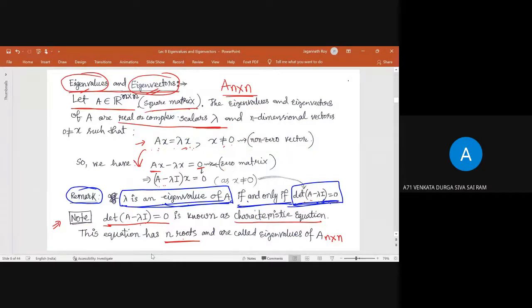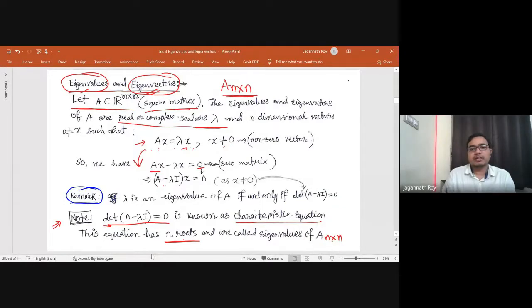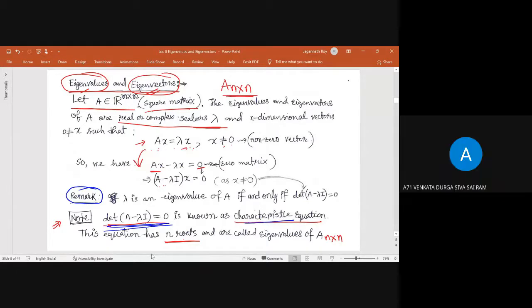Or, sir, we can apply det on both sides for (A minus lambda I) into x is equal to 0. Then we might get det of AB is equal to det A into det B. No, not like that. You have to follow this definition. Determinant of A minus lambda I is actually the characteristic equation. So if you want to find out the characteristic values, that means the eigenvalues, you have to satisfy this equation. Make det of A minus lambda I is 0.